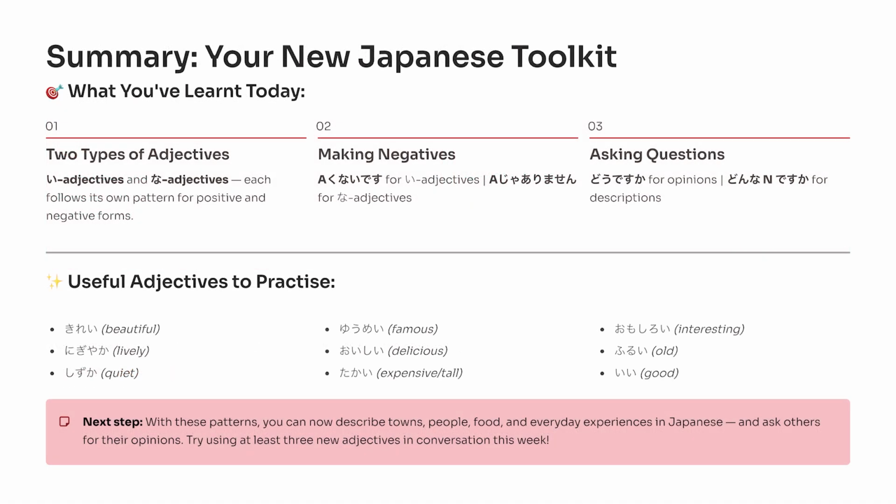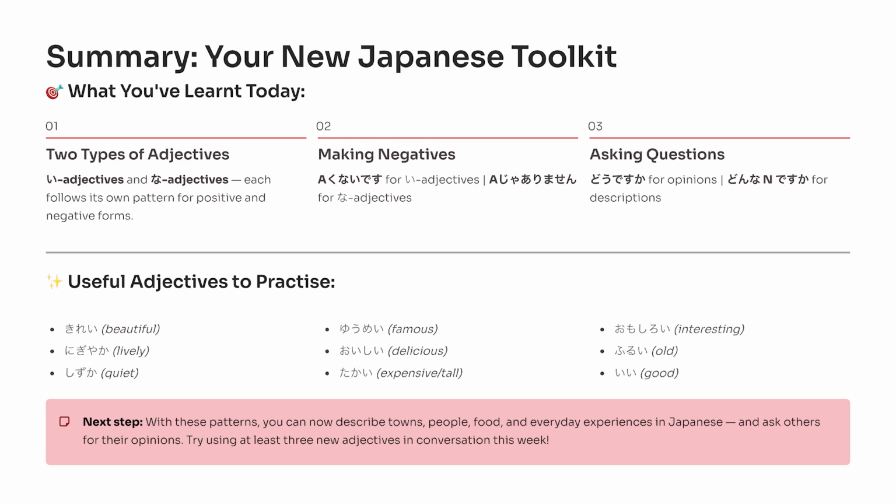Congratulations! You've completed Minna no Nihongo Lesson 8. Today, you've learned some of the most important adjective patterns in Japanese. First, you learned that Japanese adjectives are divided into two groups, い-adjectives and な-adjectives. Each group follows its own grammar rules, so recognizing which type an adjective belongs to is an important skill. Next, you learned how to make adjectives negative. For い-adjectives, use くないです. For な-adjectives, use じゃありません.